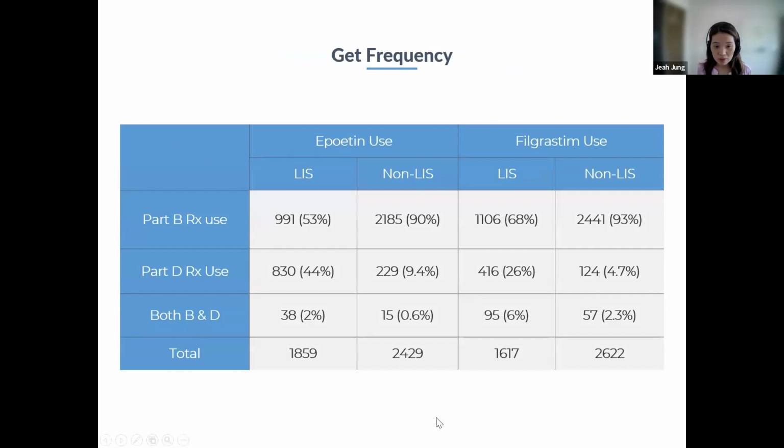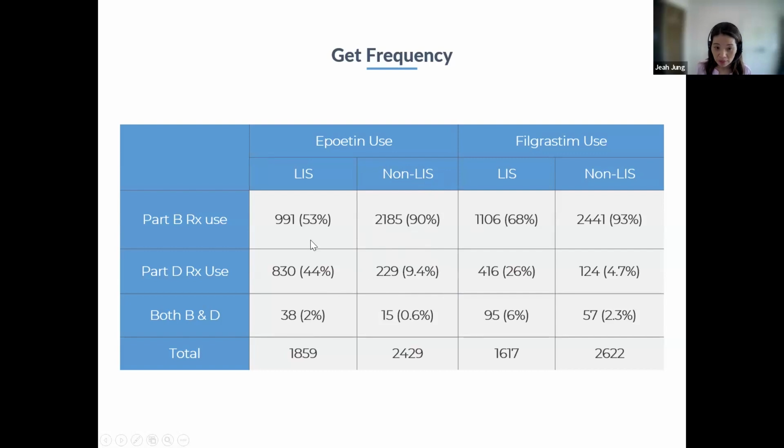So let's look at the results. What do you see here? Wow. So we can use non-LIS, I'm going to look at non-LIS first. Yes, 90% of non-LIS beneficiaries use Part B, which makes sense, right? So these beneficiaries are likely to have a Medigap policy. So for Part B drug use, they didn't have much cost sharing. But for Part D, about 10% use Part D, they might have a little bit more generous Part D plan benefits. What about LIS?